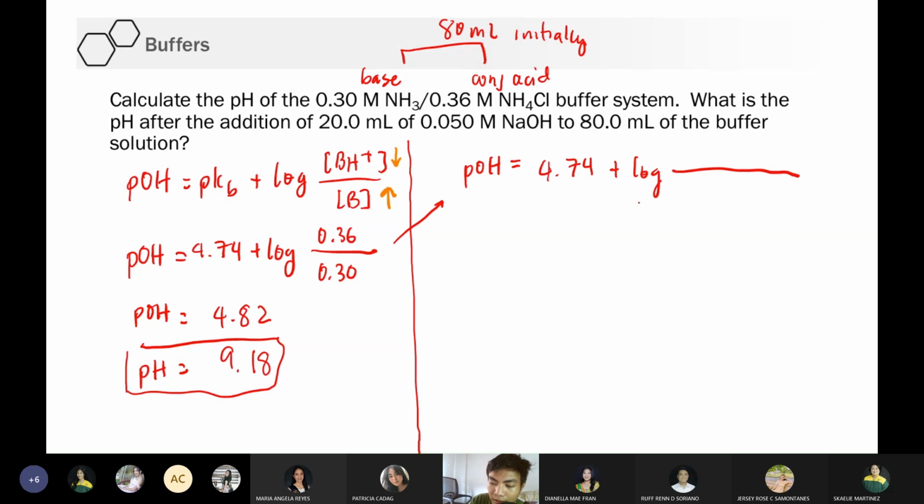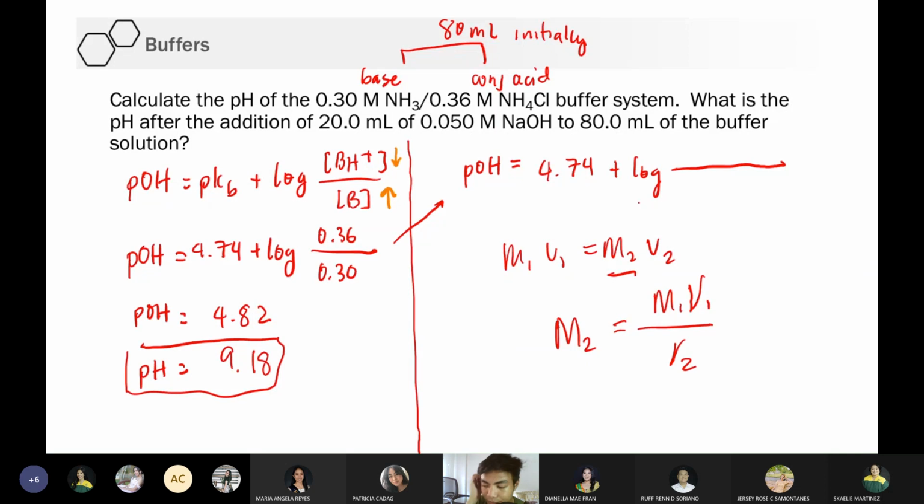Using dilution formula. Kabisado nyo pa? Dapat kabisado pa rin. M1V1 equals M2V2. So the final molarity M2 equals initial molarity times initial volume over V2. In our case, the initial molarity, sa numerator muna, that's 0.36. Initial volume is 80 ml. And the final volume after the addition of 20 ml ay 100 ml. Nagdagdag kasi tayo ng 20 ml, so 100 ml na yung final volume.